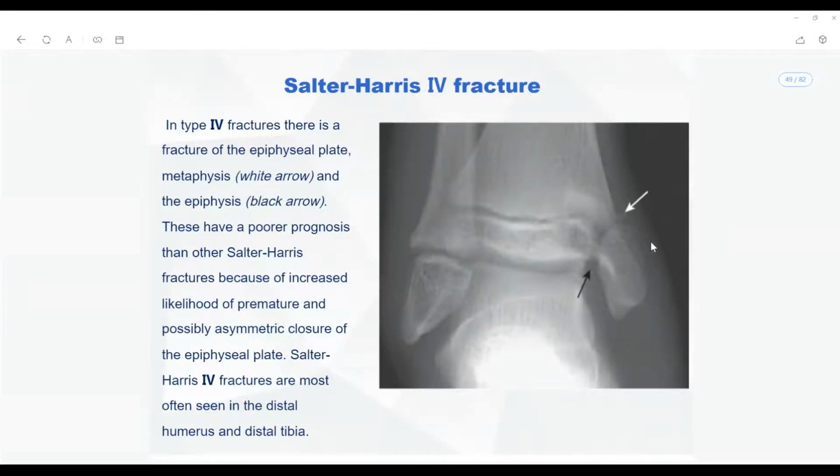See here, when you actually look at the distal end of the tibia, this is the metaphysis, this is the growth plate, and this is the epiphysis. And you see here a smaller part of the metaphysis is involved. The growth plate and the epiphysis are completely separated. So there is a corner sign as well, and there is an epiphyseal dislocation as well.